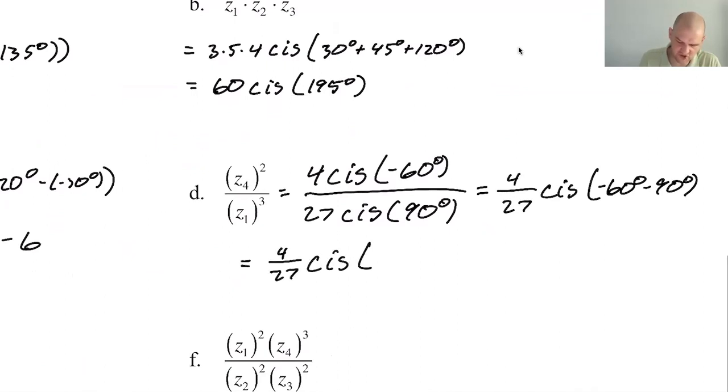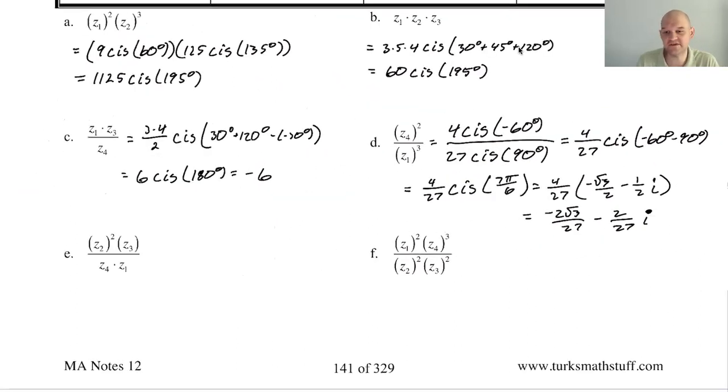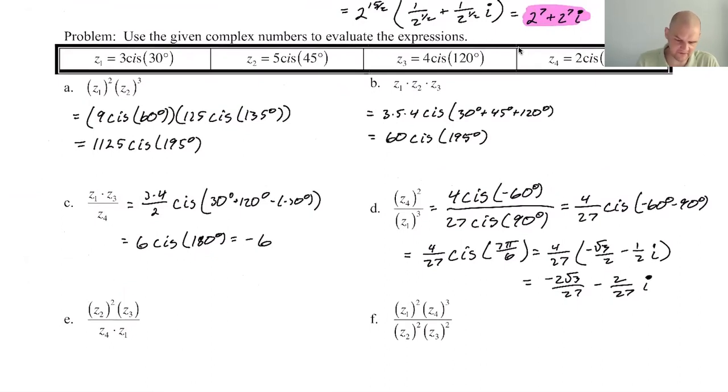Negative 150 is 210, and 210 is 7 pi over 6. So this one we can actually do. 4 over 27, negative root 3 over 2 minus 1/2 i, which is negative 2 root 3 over 27 minus 2 over 27 i. I look forward to checking that. We'll see. And they're just going to keep getting worse. I mean, not worse exactly, but not better.